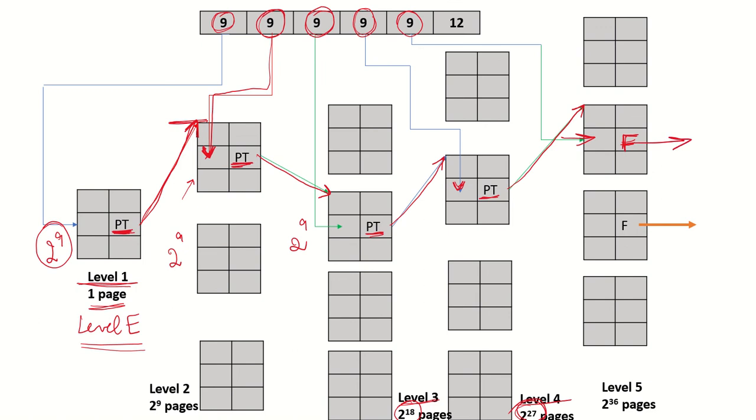So this is the frame number that will be used to index into the RAM, and within that frame these 12 bits will be used to go to that particular offset. So these 12 bits are being used for the offset. As you can see, we have 5 levels of page table, and at this level 5 we will get our final frame number.